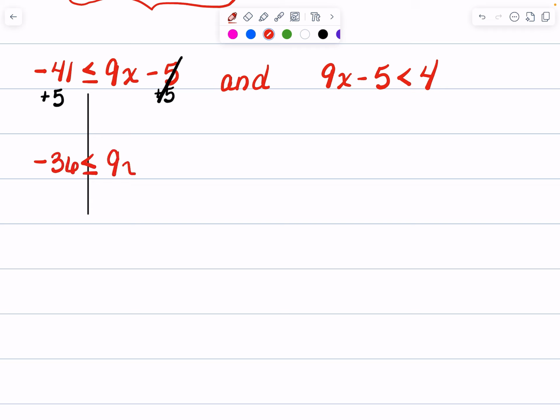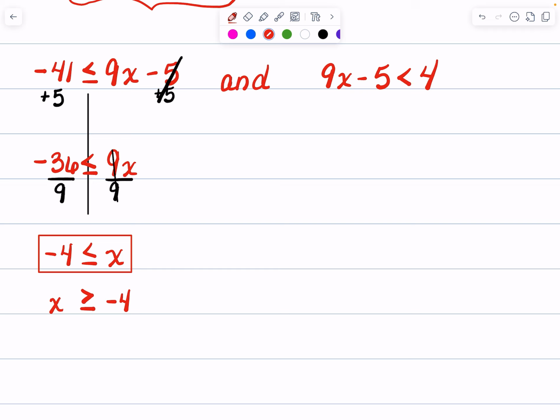Now I'm going to go ahead and divide by 9, divide by 9. 9 divided by 9 makes 1, so we know that part. So then I have negative 36 divided by 9 gives me negative 4. Negative 4 is less than or equal to x. So there is my first inequality. Now we talked about, for some of us, you guys said you like to write it in the reverse order, where you like the variable on the left side and the constant value on the right side. Just remember that if you do that, you need to flip your inequality as well.